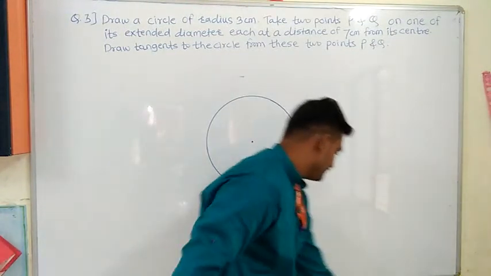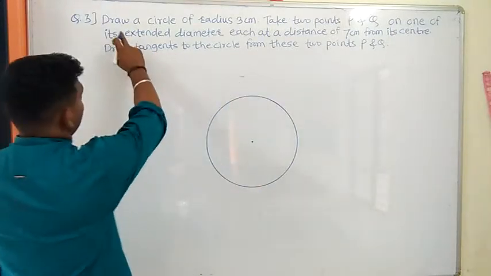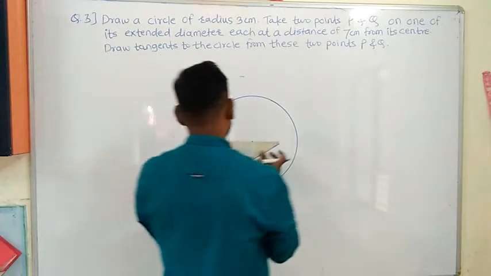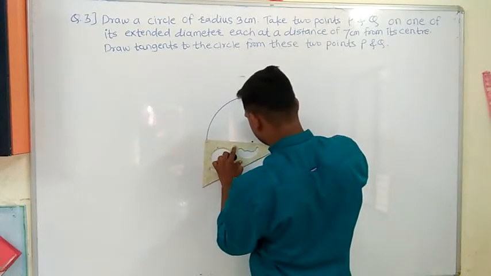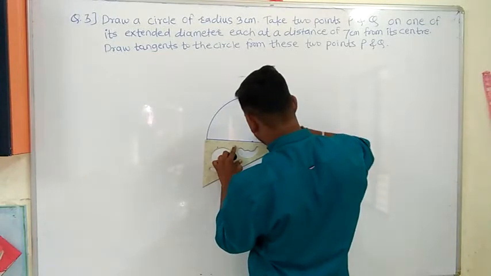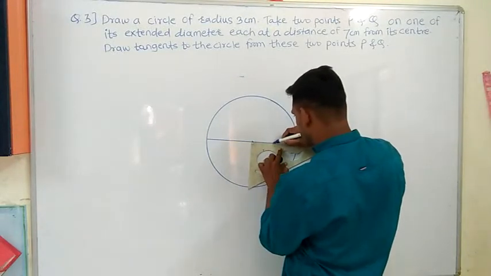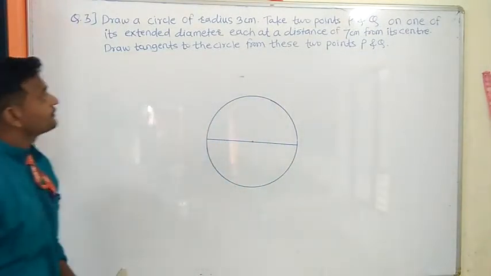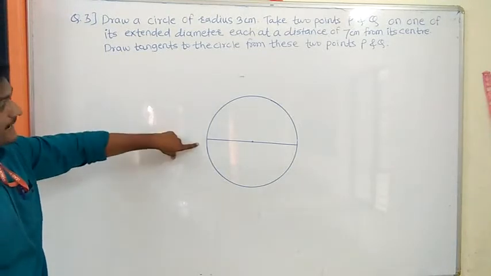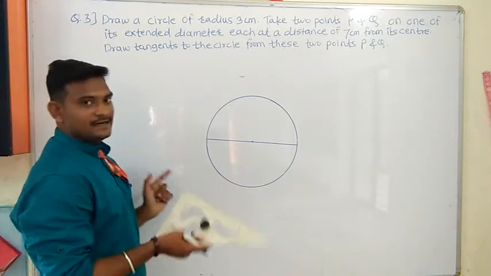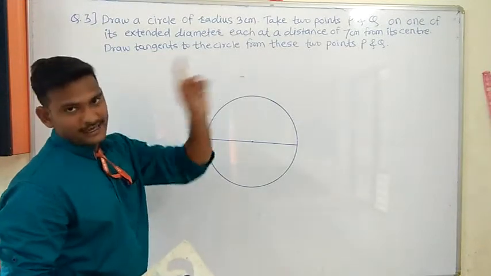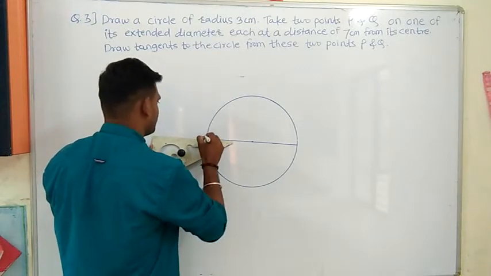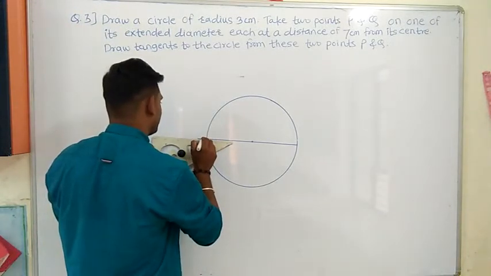And what is the question? Take two points P and Q on one of its extended diameters. So first I will draw a diameter. This is a diameter of the circle, and again we have to extend this diameter and take points P and Q on the extended diameter. Extended means we have to increase the length of the diameter. See here, I will extend the diameter.